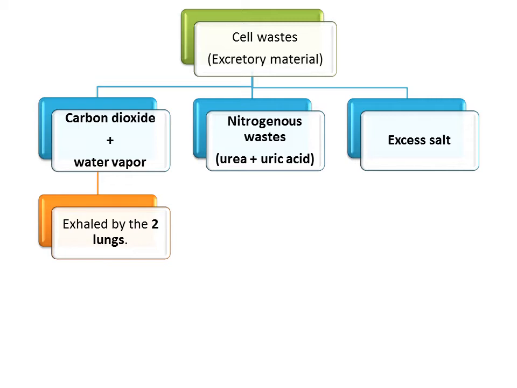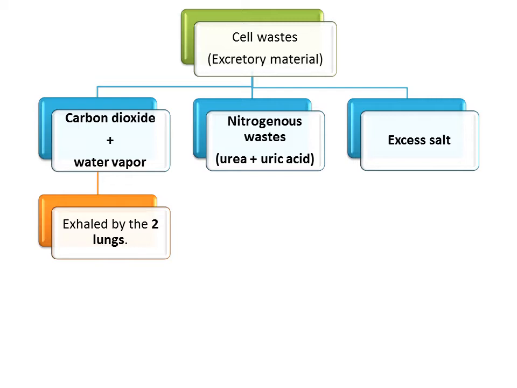By the way, the word exhaled is only used for gases. I can't use it for any other wastes. So again, the carbon dioxide and the water vapor are exhaled, removed by the 2 lungs outside the body. So how do I remove the carbon dioxide and the water vapor? I remove them by the 2 lungs. This is waste number 1.